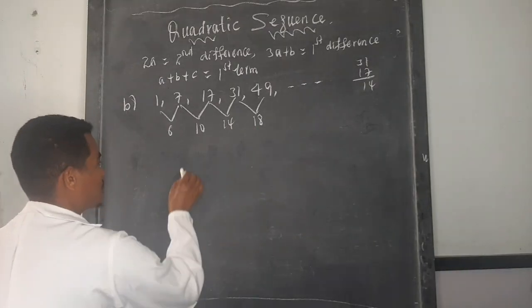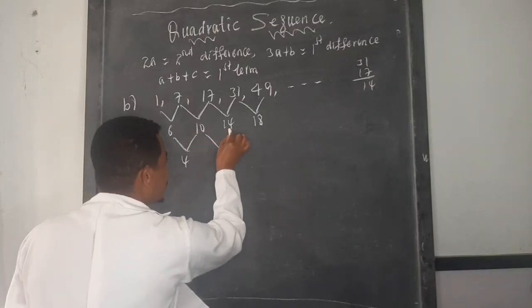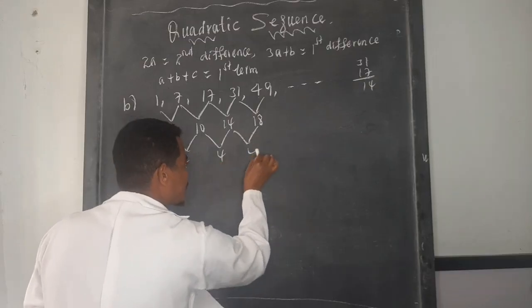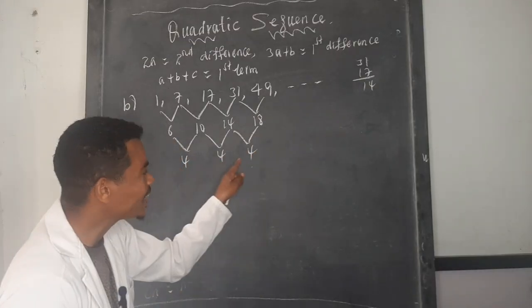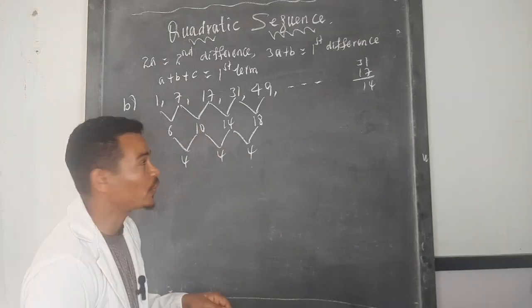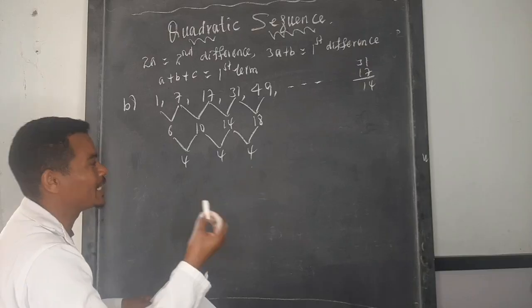Let's pass to the next step. 10 minus 6 is 4, and 14 minus 10 is 4 again. 18 minus 14 is 4. That means the second difference is constant. It means the sequence is a quadratic sequence, and it has the general formula an square plus bn plus c.